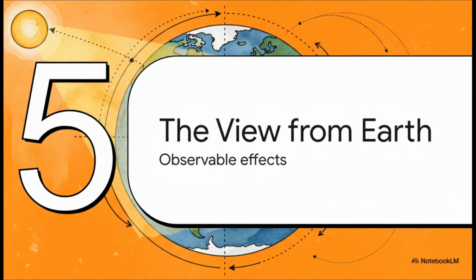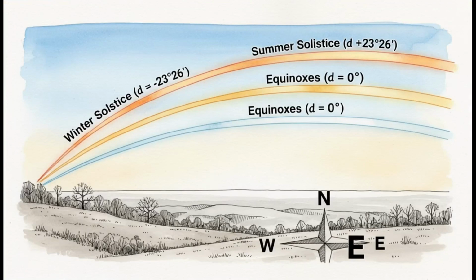Okay, we've spent a lot of time talking about abstract coordinates like declination, but what does all of this actually look like to us, standing here on the surface of the Earth? How does this changing celestial latitude translate into what we see with our own eyes every single day? The connection is actually very direct and very simple. When the declination is 0 at the equinoxes, the sun rises due east and sets due west. When the declination is positive, like at the summer solstice, the sun rises in the northeast and traces a high, long path across the sky.